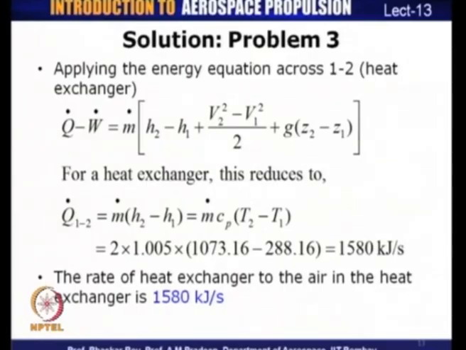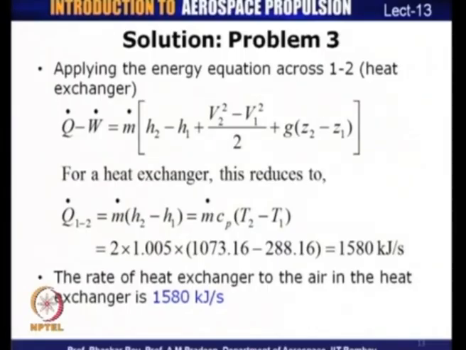Now, for a heat exchanger, we know that there is no work done by the heat exchanger, and since velocity inlet and velocity outlet are the same, (V2 square minus V1 square) by 2 will become 0, and also there is no net change in the potential energy of the system. Therefore, for a heat exchanger, this energy equation will reduce to Q dot is equal to m dot times (H2 minus H1). Now, this is equal to m dot times Cp multiplied by (T2 minus T1). And so, for this system, the mass flow rate is specified as 2 kilograms per second.